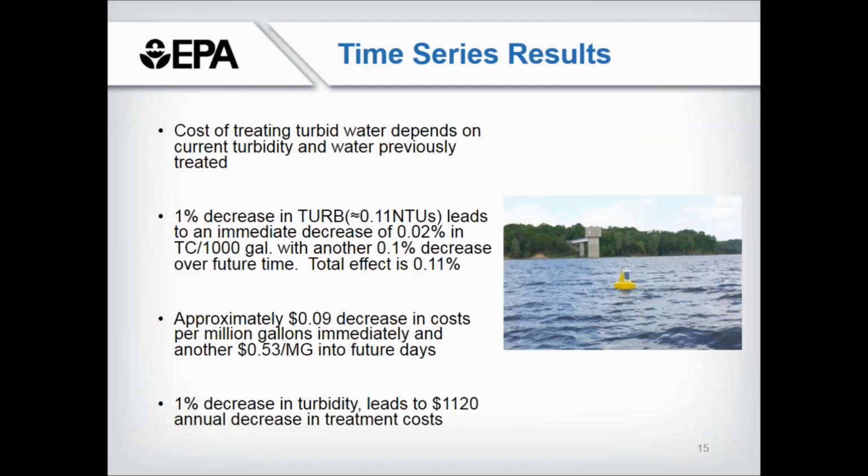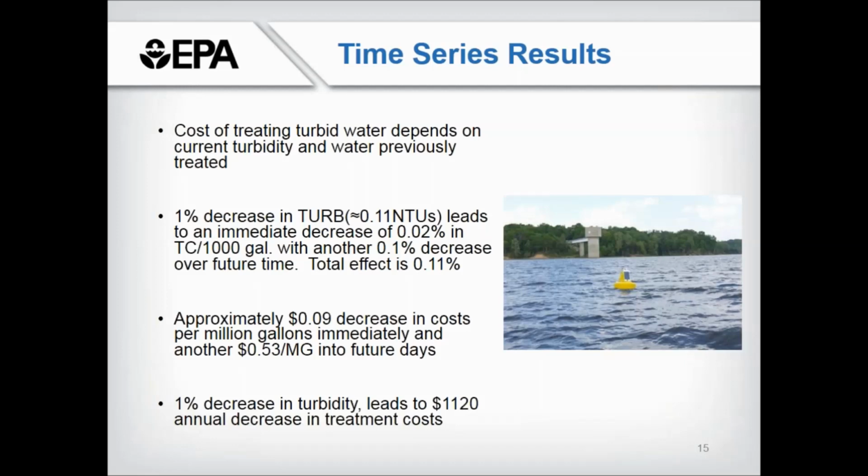From the error correction model, we learned that raw water total organic carbon did not affect treatment costs in the long run or short run. The drinking water operators did not change the treatment process based on total organic carbon unless there was a large measurement. So we focused on turbidity like many other studies in the literature review. For turbidity, there is both a short run and a long run effect. A 1% decrease in turbidity, which was about 0.11 NTUs, leads to an immediate decrease of 0.02% in treatment costs and another 0.1% decrease over future time for a total effect of 0.11%, or a turbidity elasticity of 0.11.